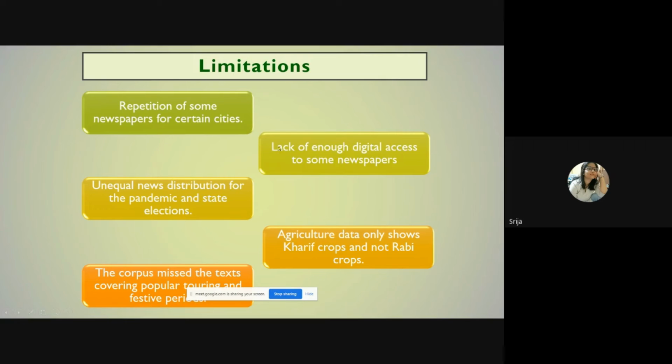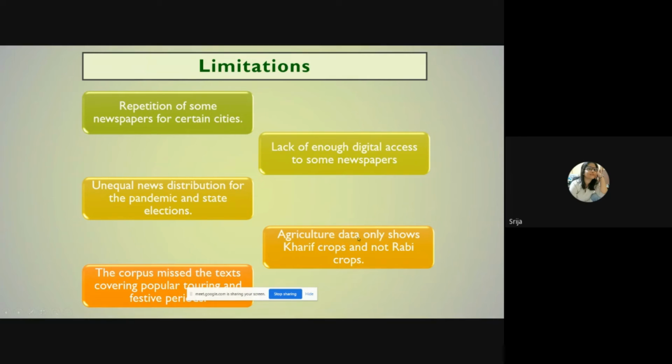The second point is lack of enough digital access to some newspapers like the Pioneer or the Sentinel or the Assam Tribune. These newspapers did not give us enough digital access and they did not have enough news online. So we have to resort to third options or even fourth options for these cities. The third limitation is unequal news distribution for the pandemic and state elections. So this was mentioned earlier.